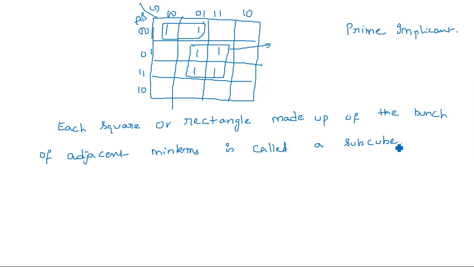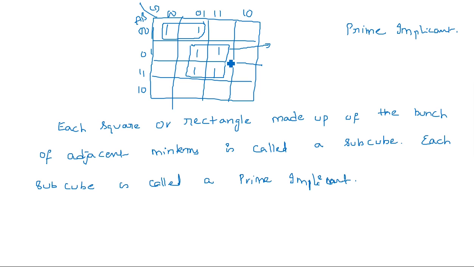Each subcube is called a prime implicant. Hope you understand what I mean by prime implicant. So the mapping what we have done in the case of four variable K-map or three variable K-map, and in future in five variable K-map also we will do that. This particular mapping a group is nothing but a subcube. It is also known as a prime implicant.